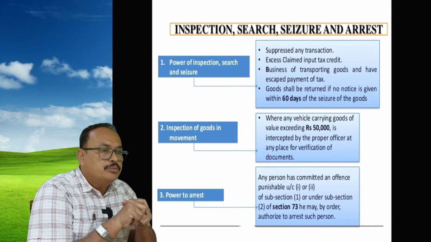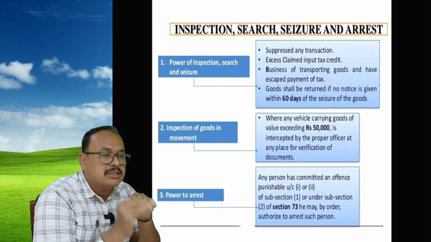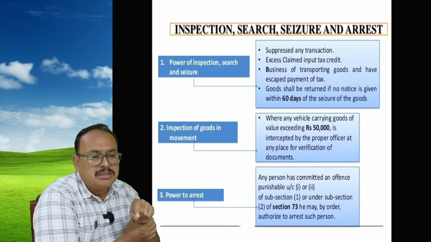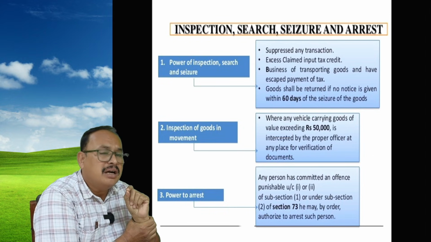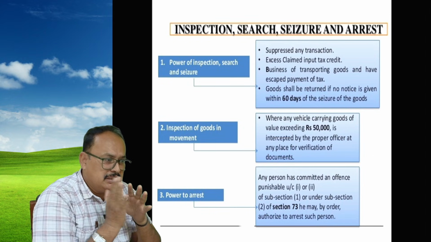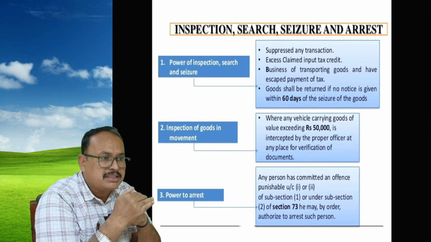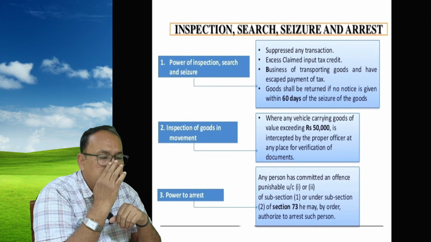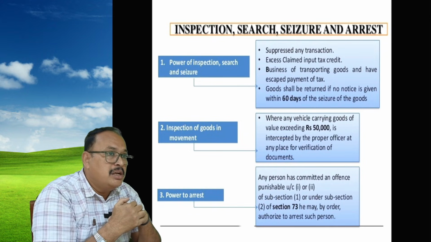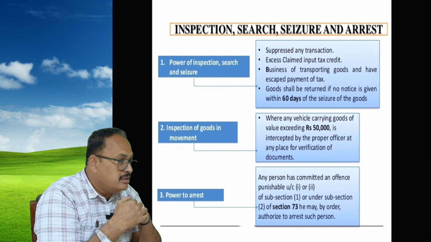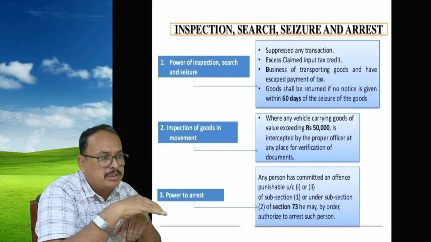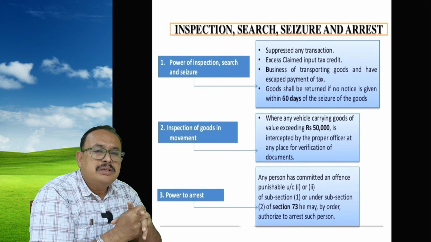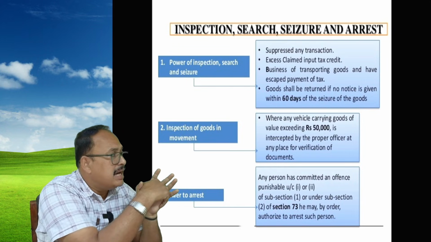Now referring to section 67: inspection, search, seizure and arrest. These all refer to section 67, but each one has separate provisions: search and seizure, detention and seizure in section 79, and power to arrest in section 130. They are separately spread over individual sections. As a whole, inspection, search, seizure and arrest is considered.